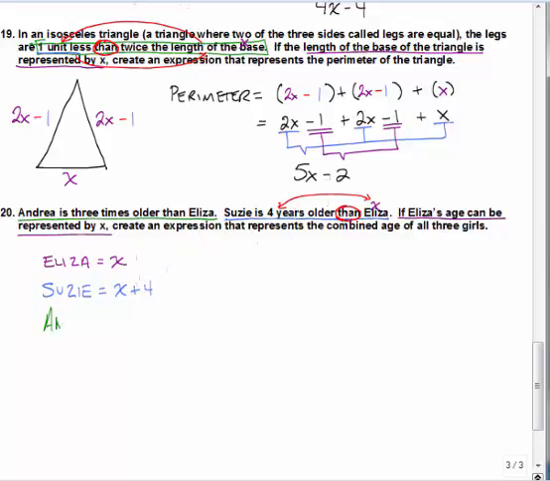So let's write Andrea. 3 times is pretty straightforward, and we know that that's x. So there's each person represented in terms of x. So it'll be x plus 4 plus 3x. So I added Eliza, I added Susie, and I added Andrea. And now I can just drop the parentheses. I was just keeping them separate to show that I added each one of them.